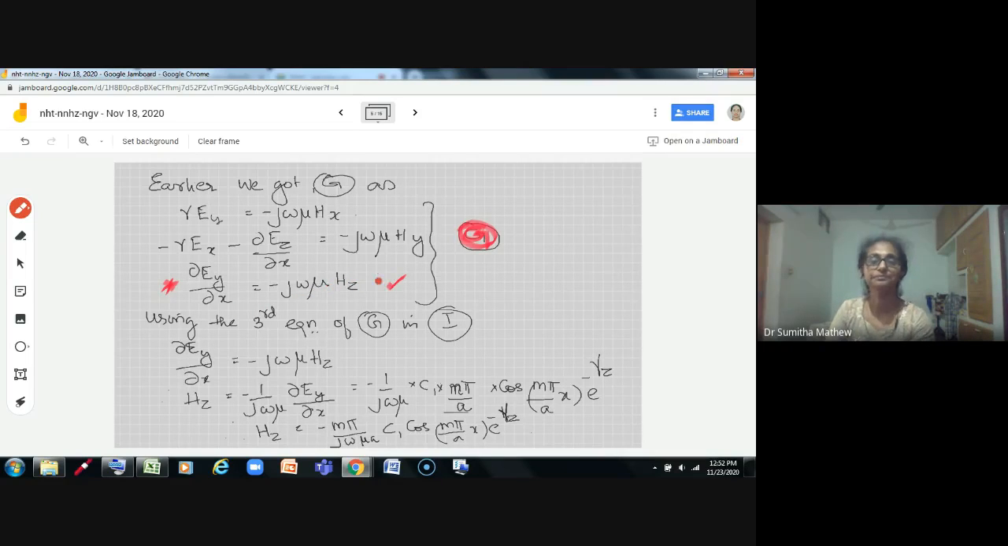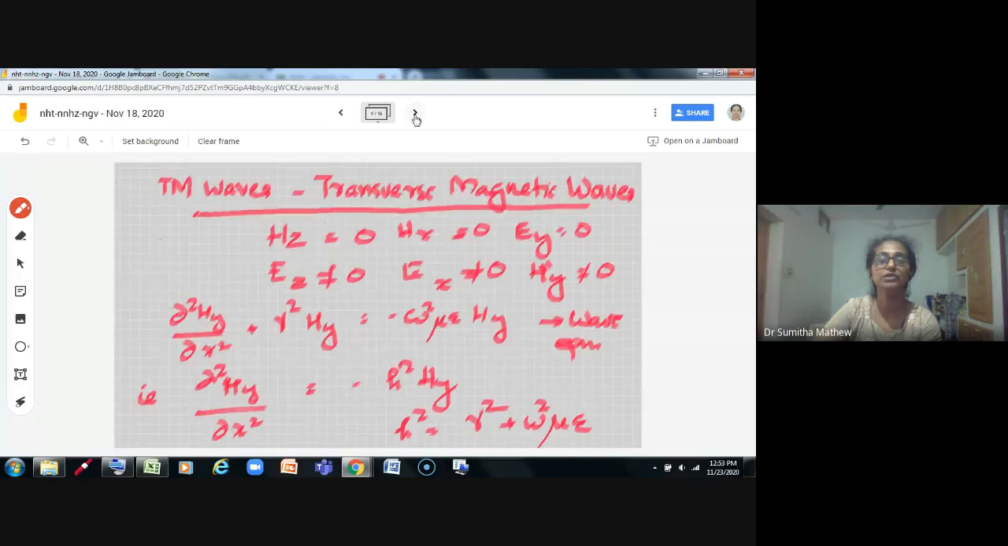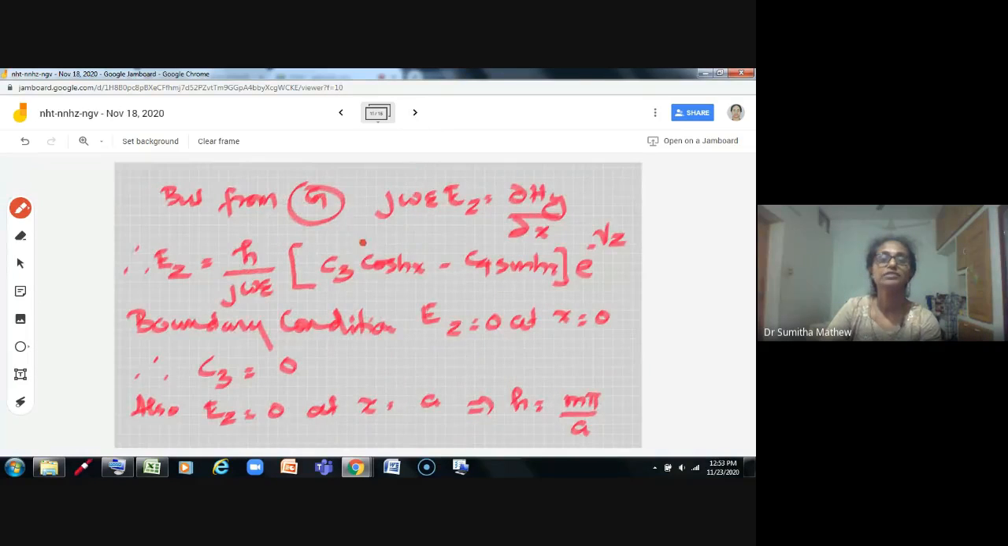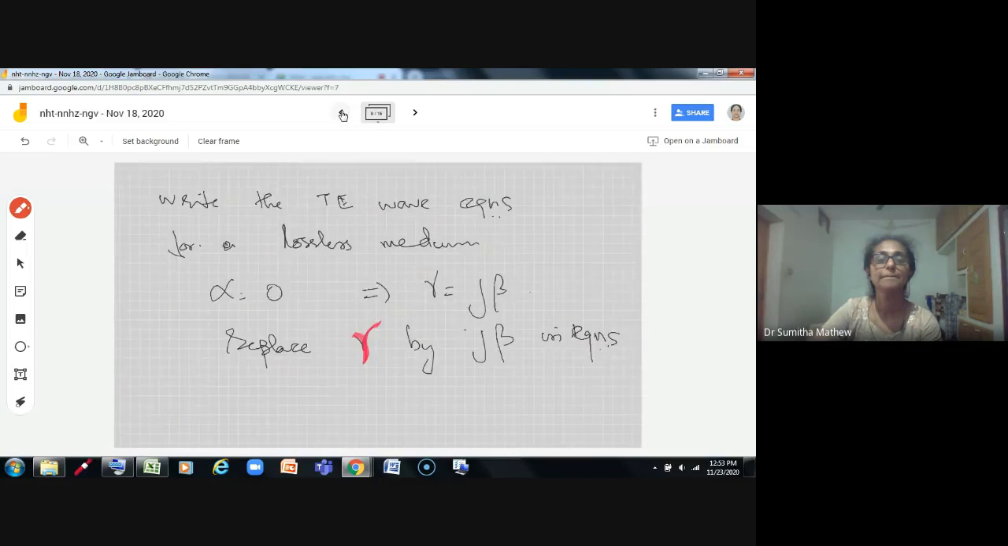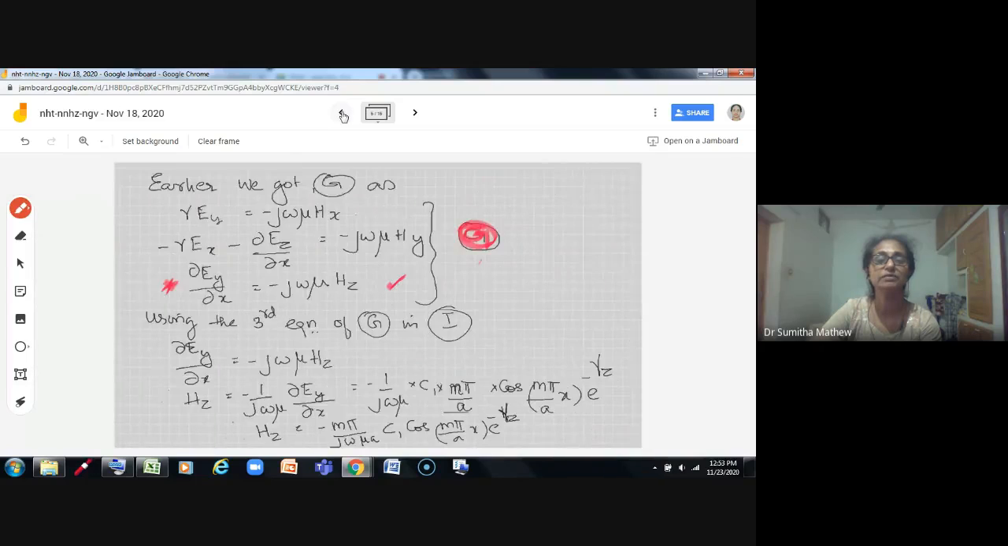So from equation D, look at the third equation. You have dou Ey by dou x is equal to minus j omega mu hz. Okay, so can we take this equation? Let us see, because we already have formed an expression for hz. Hz we have. So taking that third equation from G, you write that third equation here. Not the third equation. Let me see once again.